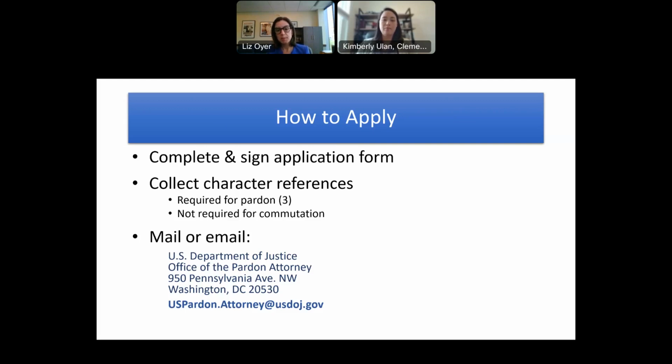In terms of submitting the materials, they can either be mailed or emailed to my office. I've provided the information on the slide, both the mailing address and the email address. It's also available on our website. For individuals who are incarcerated, they should be able to submit their materials to their case manager, who can then send the materials on their behalf to my office so that we can open a file and begin.